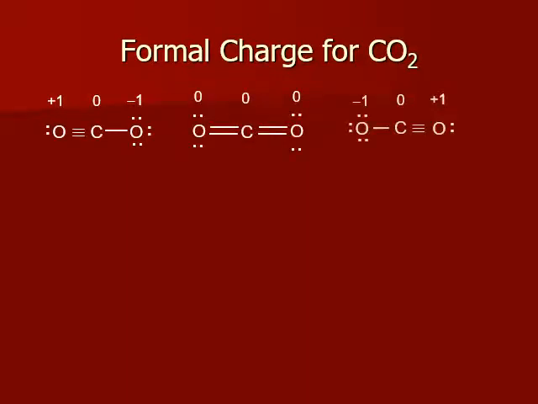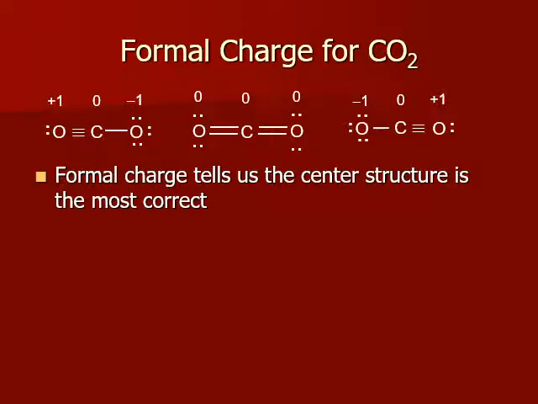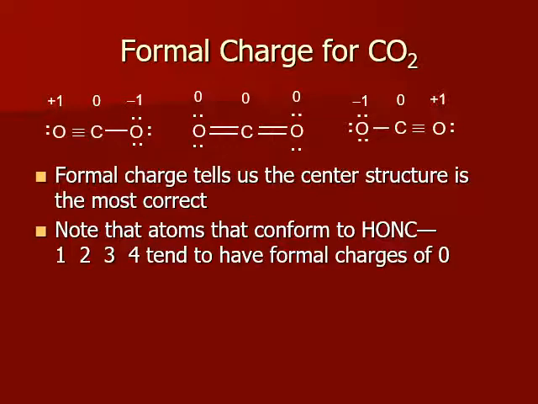There are our three structures. There are our three formal charges. That tells us that the center structure, the one with the two double bonds, the one that follows HONC, 1, 2, 3, 4, is the most correct. Atoms that conform to this tend to have formal charges of 0. That's a very good indication of the most stable arrangement.